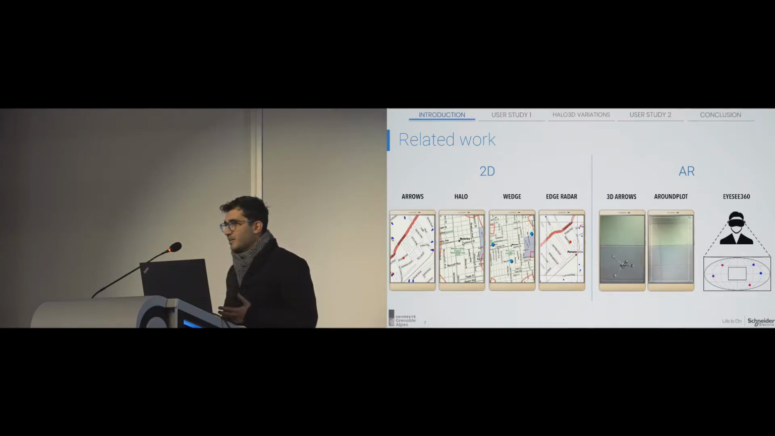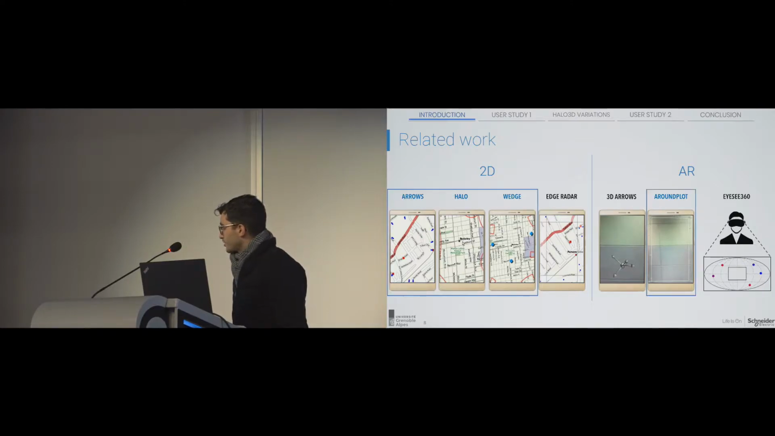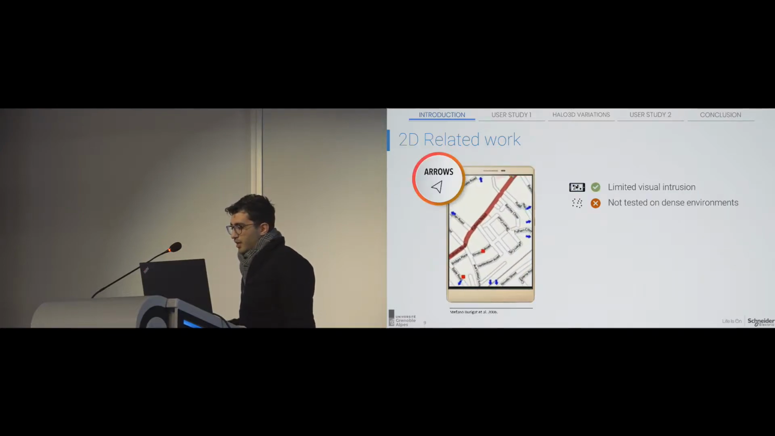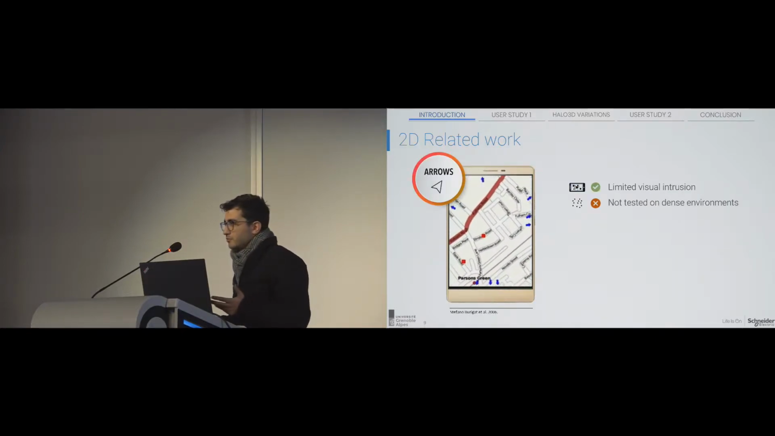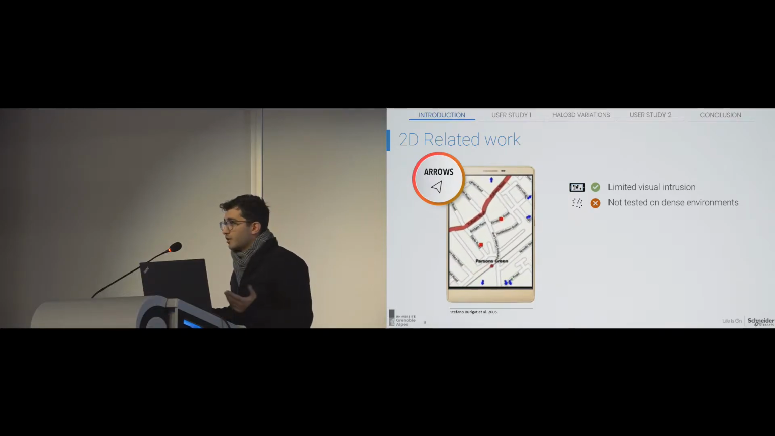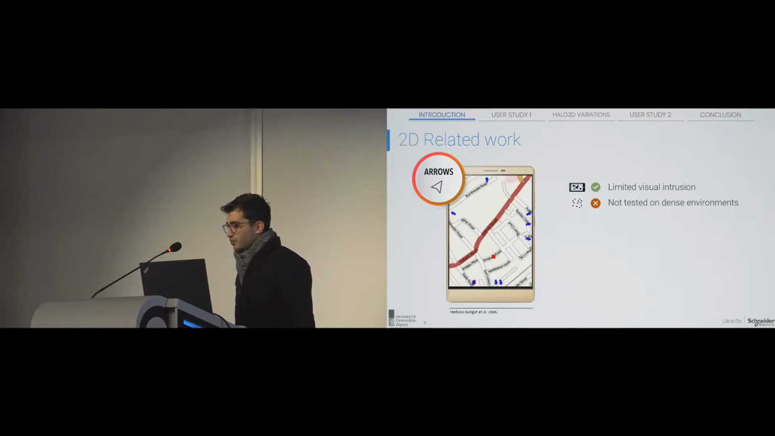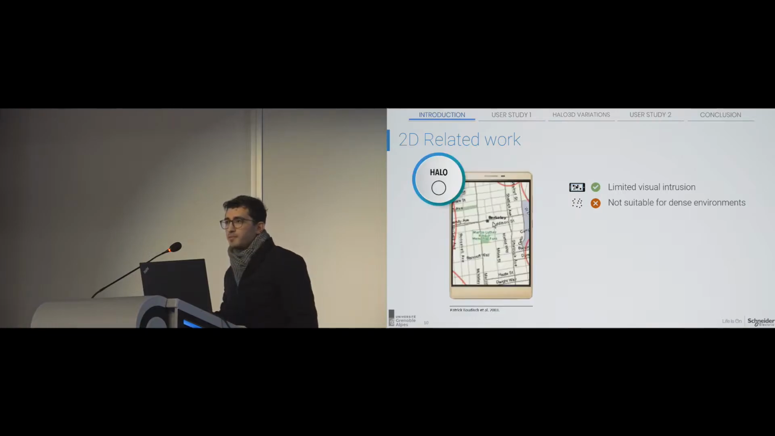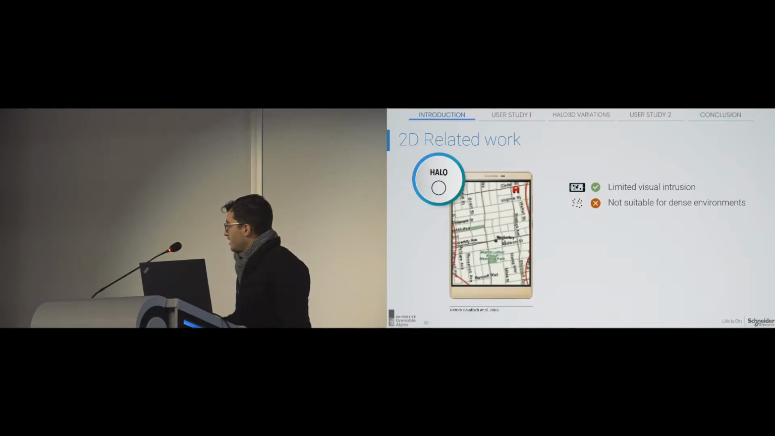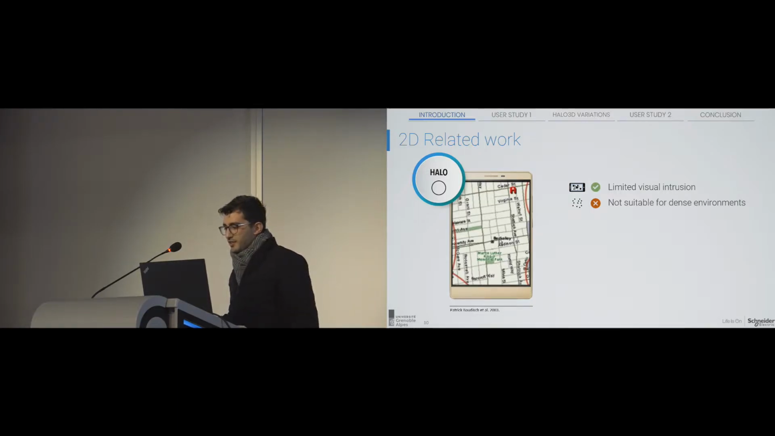There are many techniques that have been developed to show the location of off-screen objects. We are going to detail some of them here. Obviously, we have the arrows. So the arrows are often used to show directions to off-screen locations. However, they have never been tested in dense environments. Secondly, we have the halo. So the halo is a technique that shows the location and distance of off-screen objects using circles.